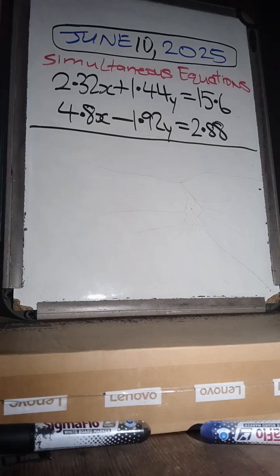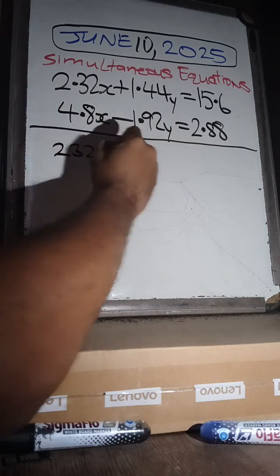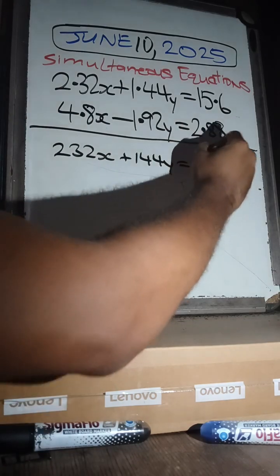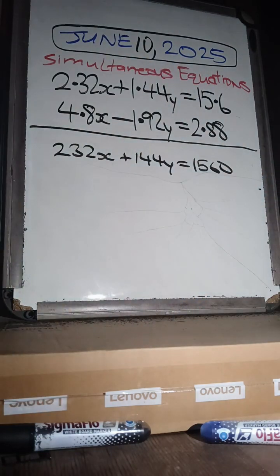decimals, right? So instead of multiplying by 10, I'm going to multiply by 100 for all of them. That means that I would have 232x plus 144y equal 1560. Now, I need to find out if I can divide all of them by the same number, right?